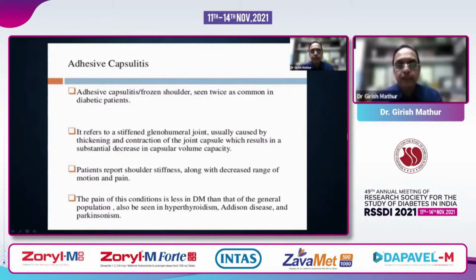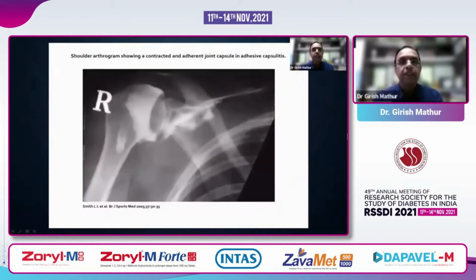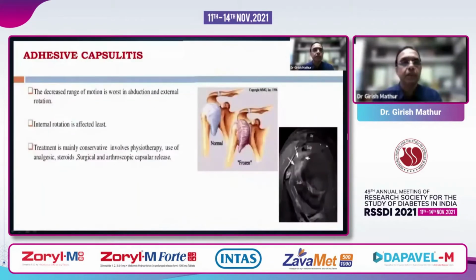Also, it's seen in hyperthyroidism, Addison disease, and Parkinsonism. There is an arthrogram showing a contracted and adherent joint capsule in the frozen shoulder. The decreased range of motion in this condition is worst in abduction and external rotation, and internal rotation is least affected. Treatment consists of physiotherapy, analgesics, and steroids, and in severe cases, surgical arthroscopic capsular release will be required.